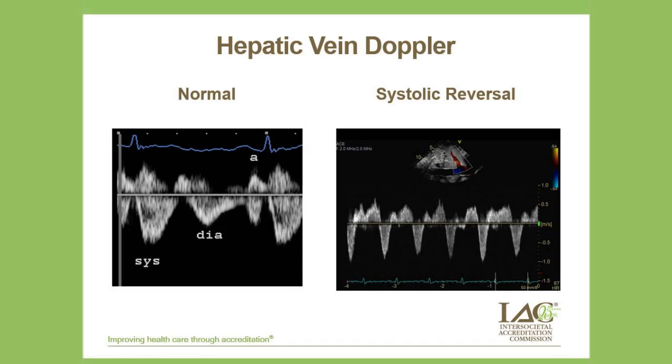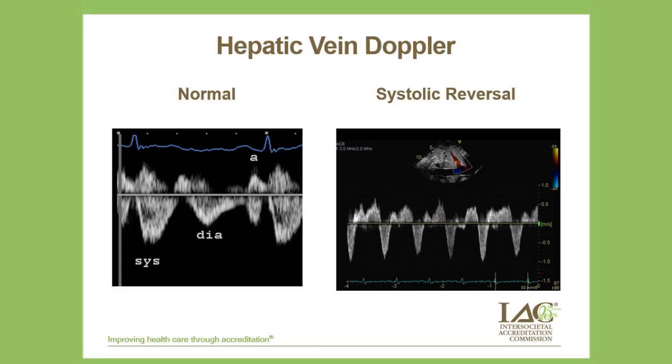So the left is a normal, where the majority of the signal is below the baseline. We know that we're looking at the hepatic vein, which is moving away from the transducer, draining into the inferior vena cava. So we would expect the majority of our signal to be below the baseline here. We have a much higher systolic component than diastolic component, and then our atrial reversal there.